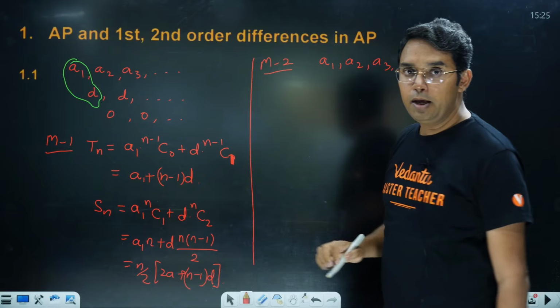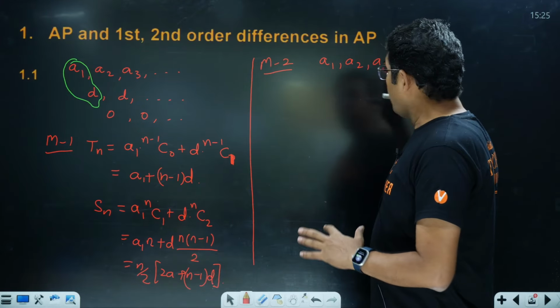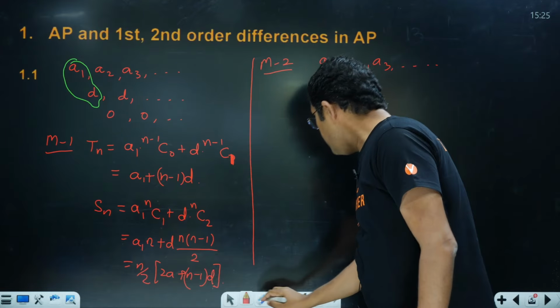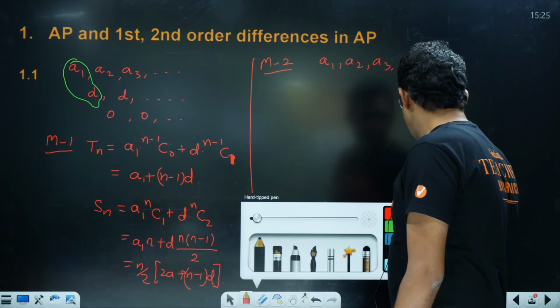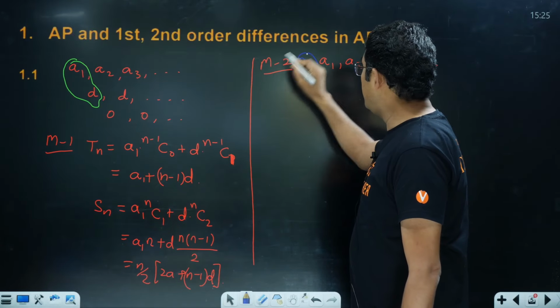Now here let's try to follow this pattern backwards and write one term that is before A1, and we may call this A0.